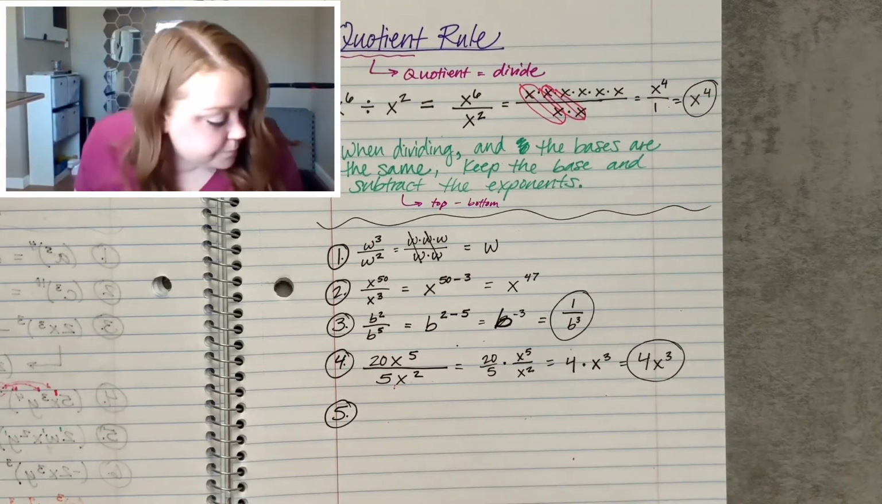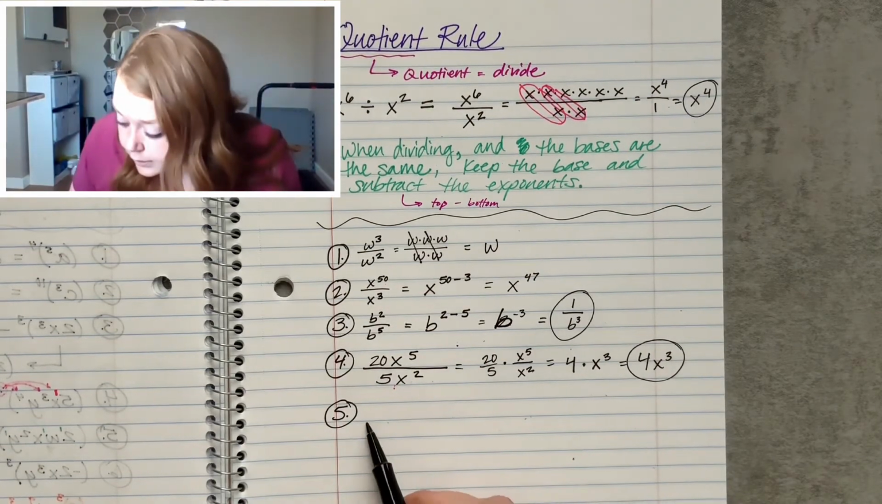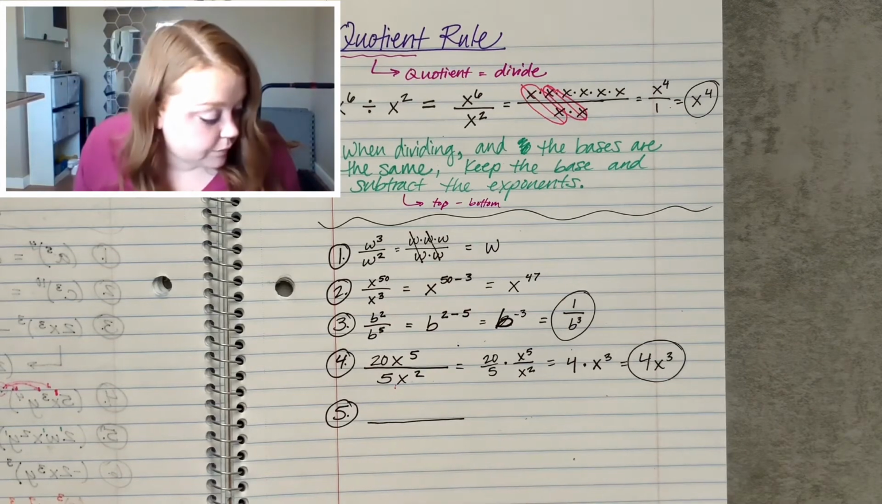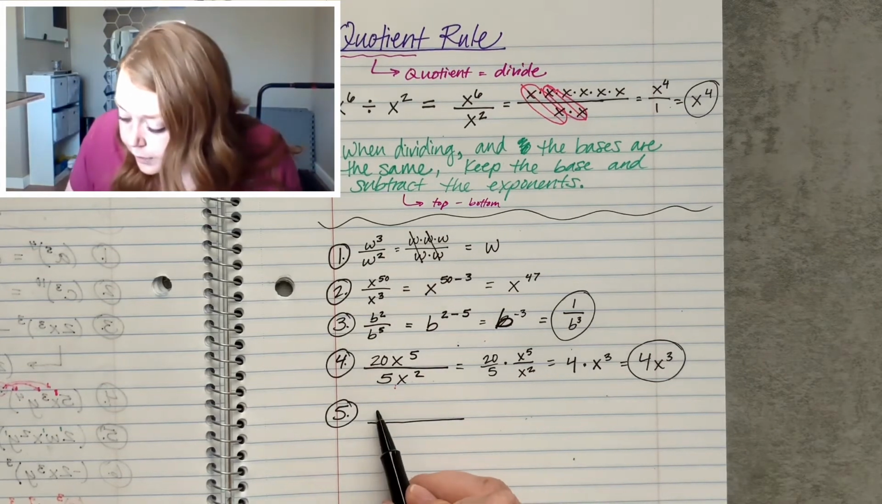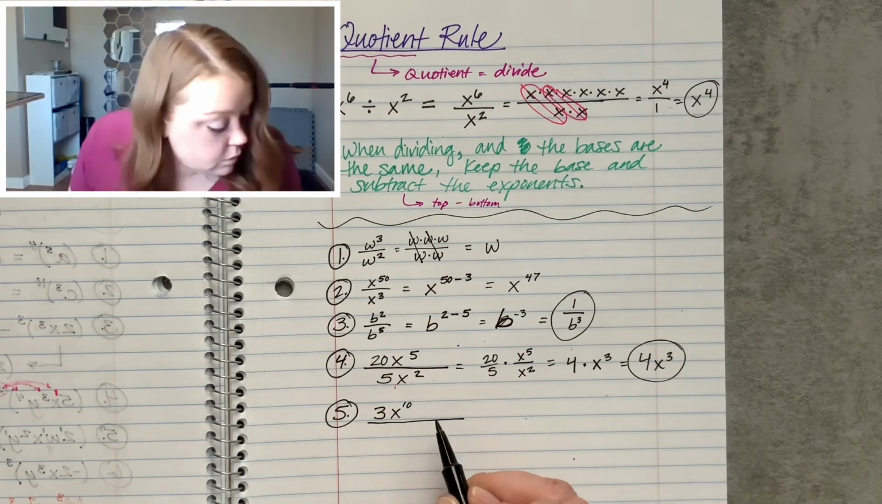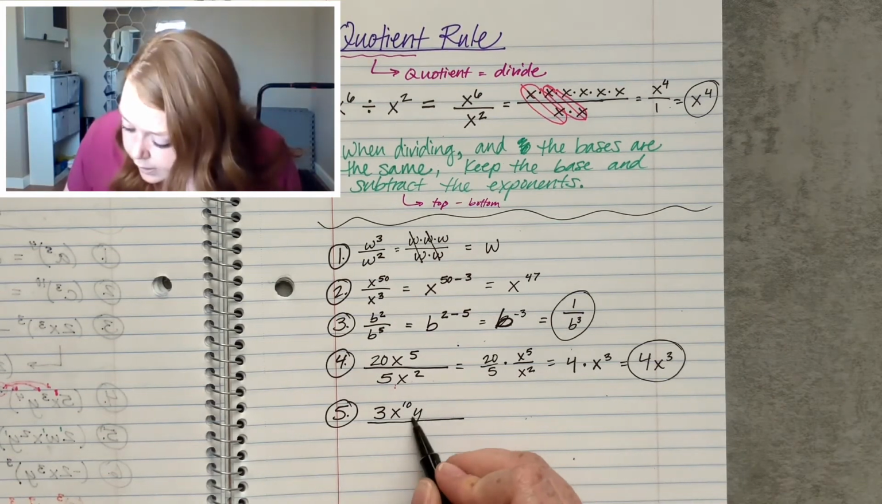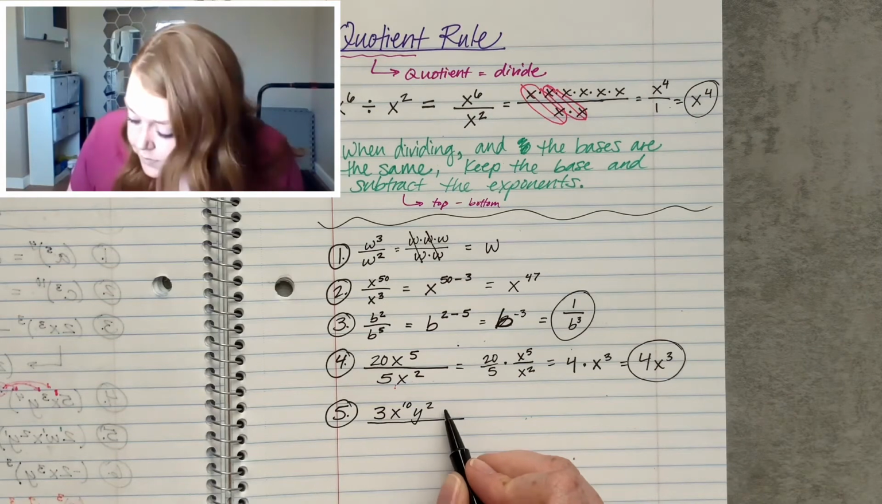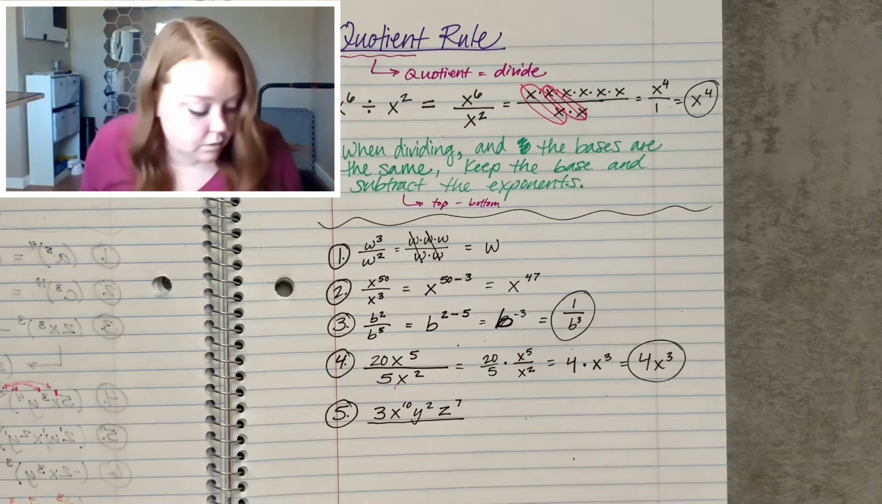Here's number 5. This has a lot of stuff in the top and a lot of stuff in the bottom, so here we go. The numerator is 3 times x to the 10th times y squared times z to the 7th.